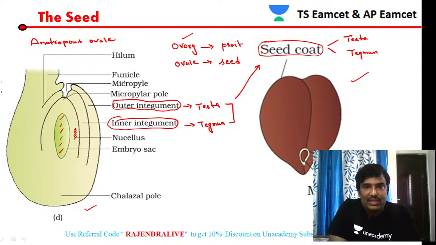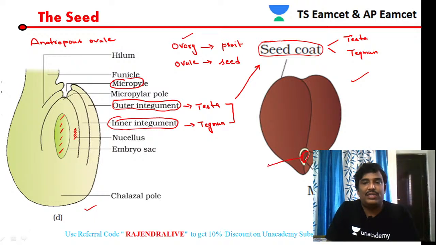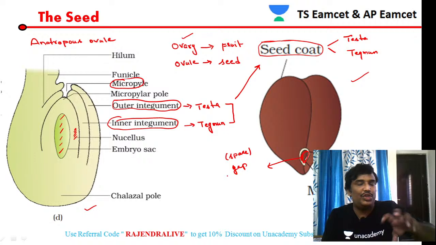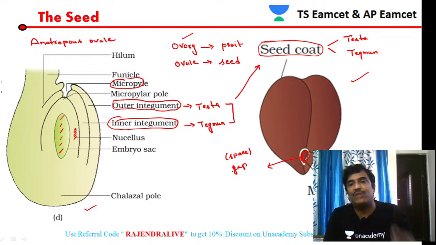Inside the ovule there is an opening, and the opening is called the micropyle. In the seed also we have an opening. There is a small gap, or space, whatever it may be, called the micropyle. What is the main purpose of this gap? How it helps is that during the process of germination, the seed absorbs water through this space, this gap, this micropyle region.